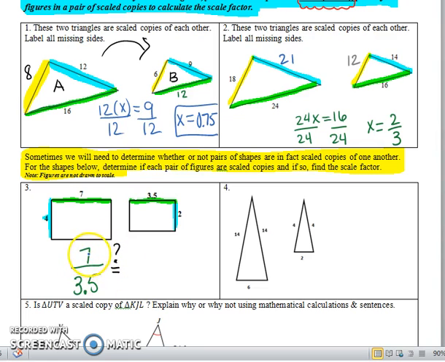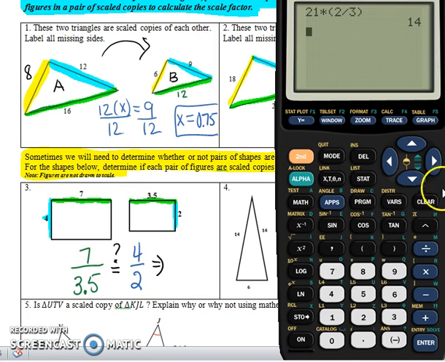So if I had the bigger triangle's dimension on the top for this fraction, I have to have the bigger triangle's dimension on the top for the other fraction. So if 7 corresponds with 3.5, I also want to know if 4 corresponds with 2. So I need to just compute and see, are these two fractions equal? So if I do 7 divided by 3.5, I get 2.